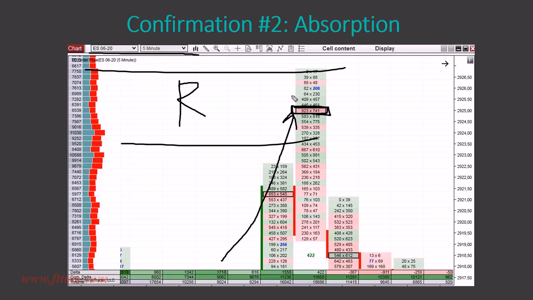Heavy volumes, way above average, start to appear both on bid and on ask. And this is the signal you are waiting for. This is the signal to go short. Alright? Buying pressure getting absorbed in this area.